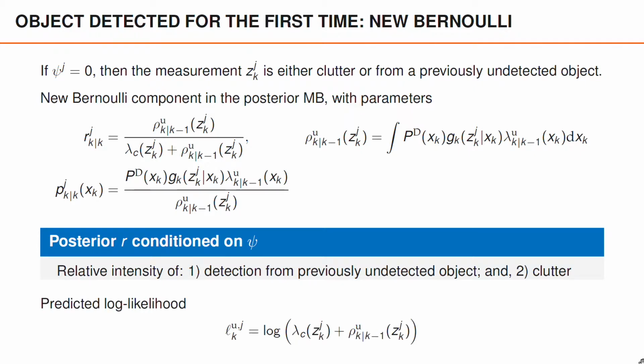And lastly, we have the predicted log likelihood, which we need to compute the log weights of the posterior multi-Bernoulli. This is equal to the logarithm of the sum of the clutter intensity and the intensity rho. So we're going to illustrate both the probability of existence and the state density in some examples. But first, we can discuss the probability of existence a little.